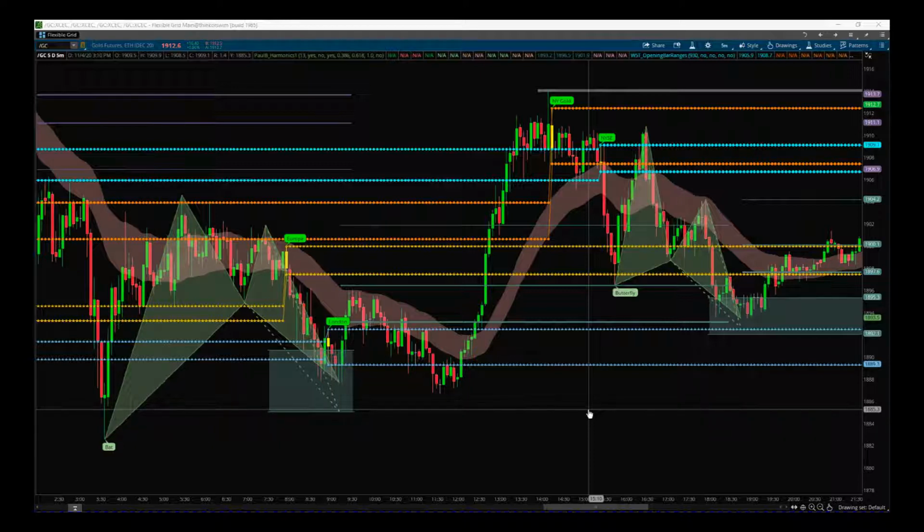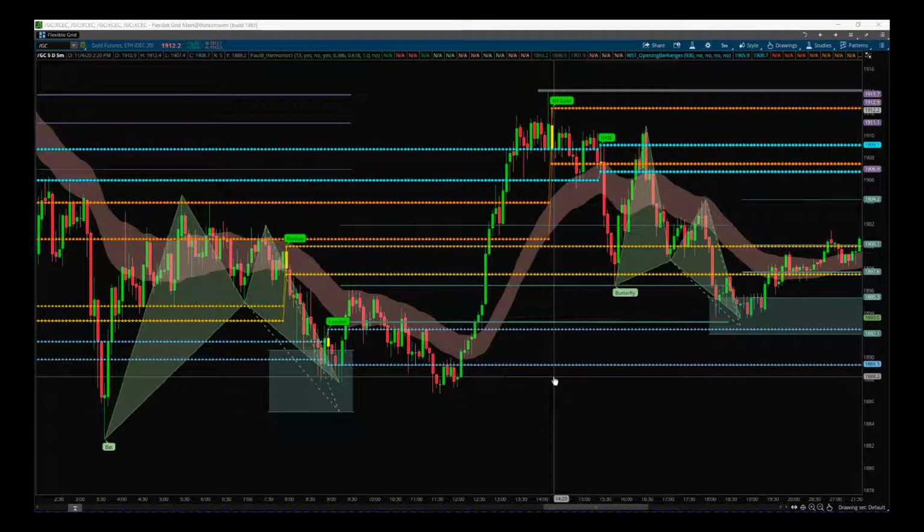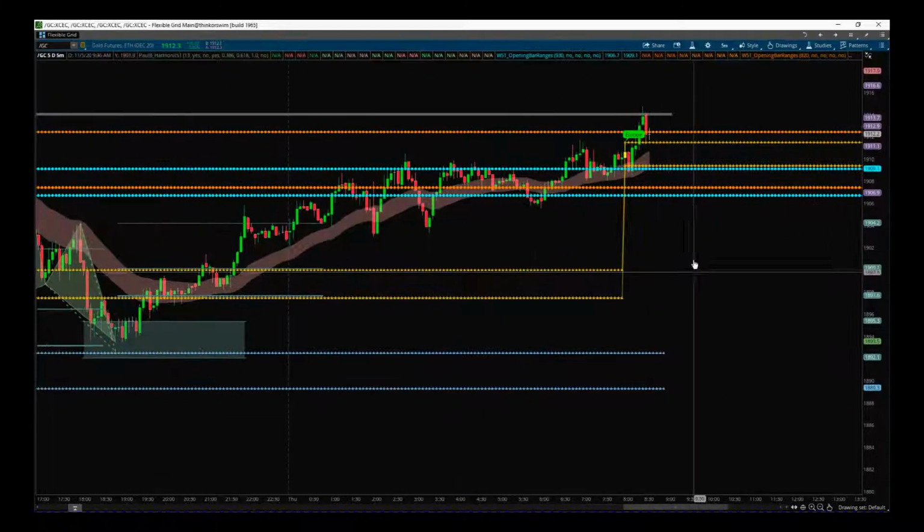This is a ThinkorSwim version, but it's also available for NinjaTrader. I want to go through harmonics today and also the EMA cloud and the pit open opening ranges as well, because there's a lot going off just recently in gold, and these are some great examples. This is where we are with gold right now.